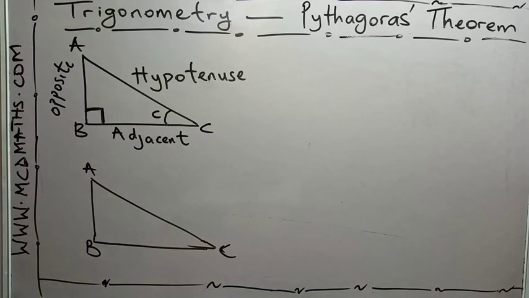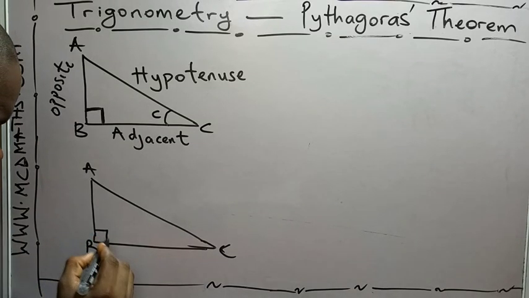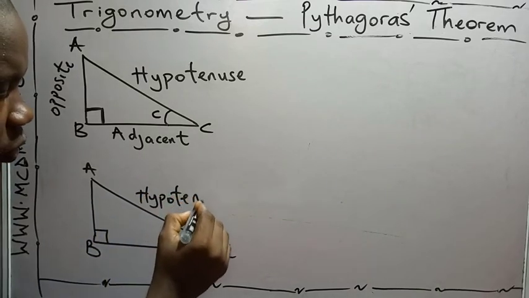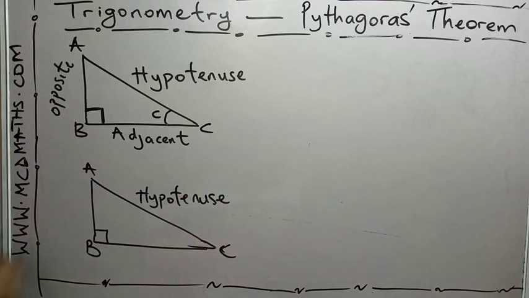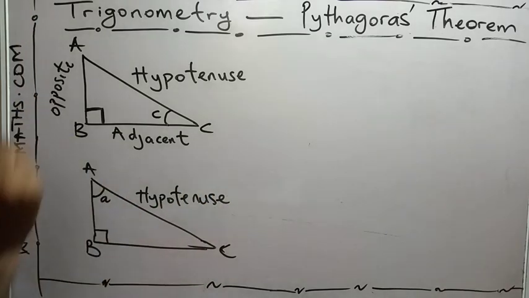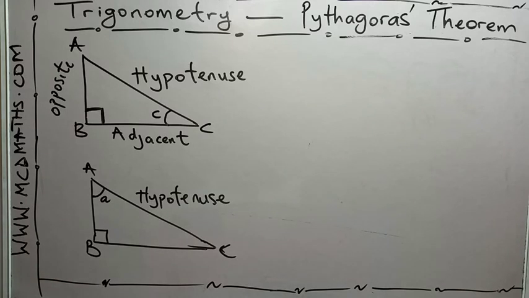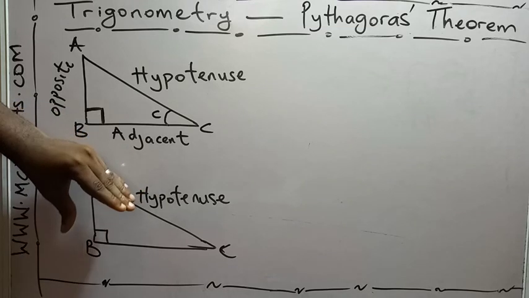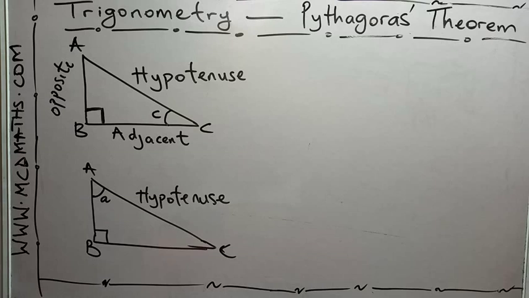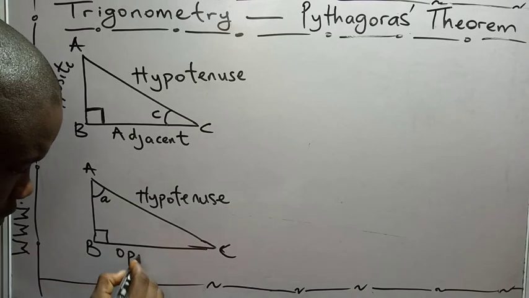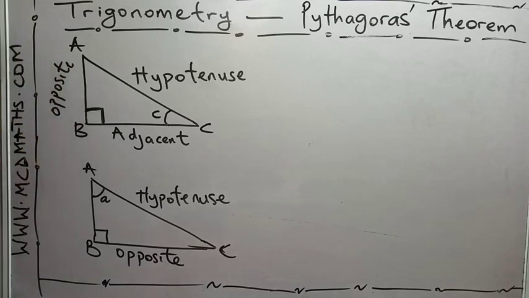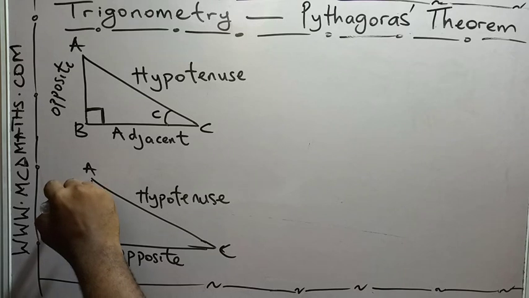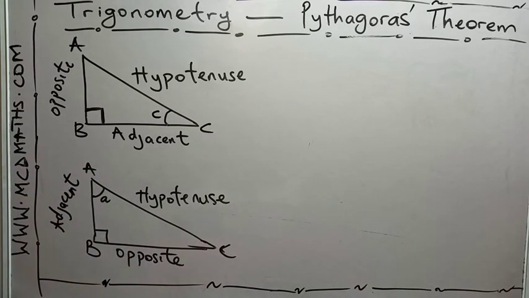Now, for the same triangle, where this is 90, and we already know that this is the hypotenuse, the question is, if we are referring to this angle, where will be the opposite? Still imagine the mouth of a fish on the angle you're referring to. The side that closes the mouth of the fish is called the opposite. Of course, the other side becomes the adjacent. Now we are done with that.